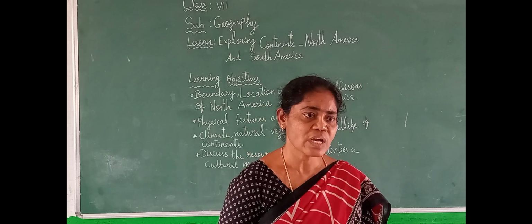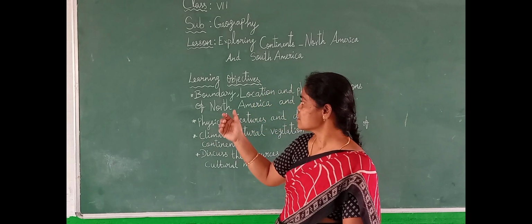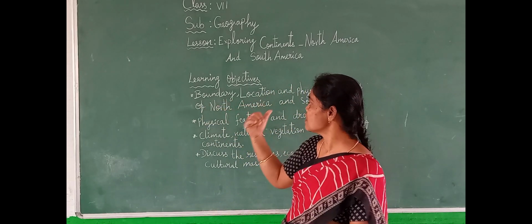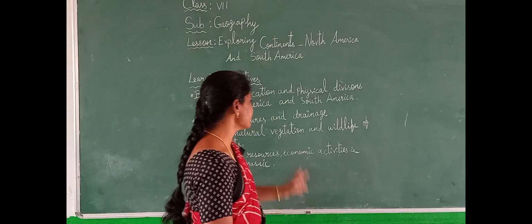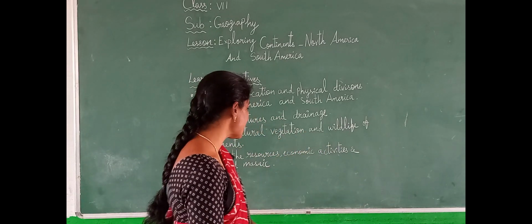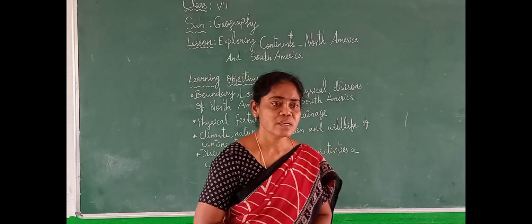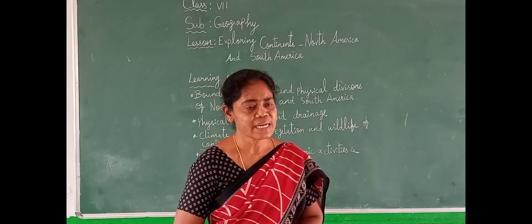Children, so far we have seen the boundary, location, plateaus, and the drainage systems. Climate, natural vegetation, bird life, resources, and economic activities we will see in the next class.